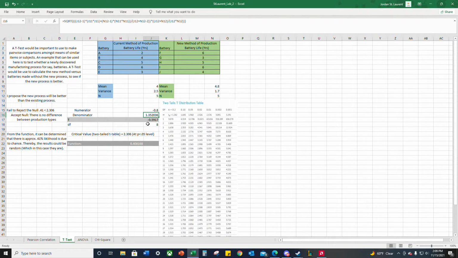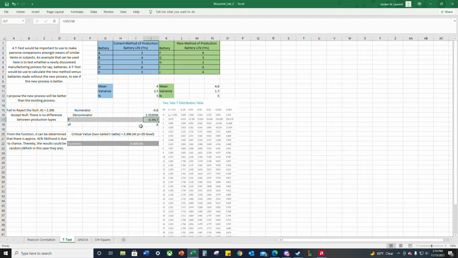And then our final t is negative 0.5917, 0.59 for 2 decimal places. And then our degrees of freedom is the total number of terms subtracted by the total number of groups, which is again 8, 10 minus 2. Based off of all this information, very quickly, we can determine that our critical value based off of our degrees of freedom is 2.306, described on the table, 8 degrees of freedom, 0.05 on the p level.